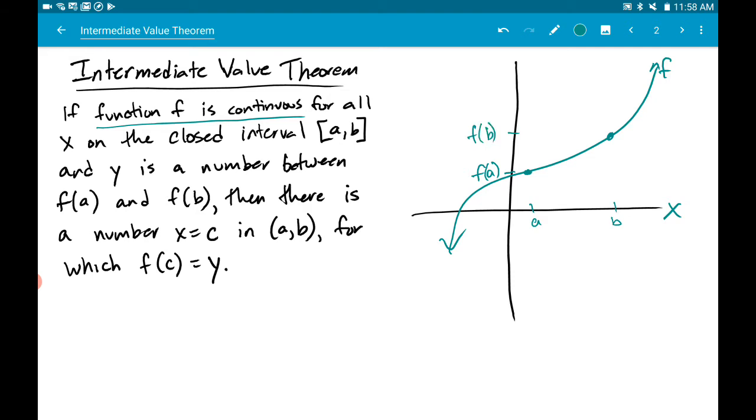On the closed interval a to b, closed just means that those endpoints are included, and y is a number between f of a and f of b. So y is somewhere in here. The conclusion says there is a number x equals c for which f of c equals y. So what this IVT says is that because it's continuous, there is some value where f of c equals y. And hopefully you can see that on the graph. So there's my visual for the IVT.